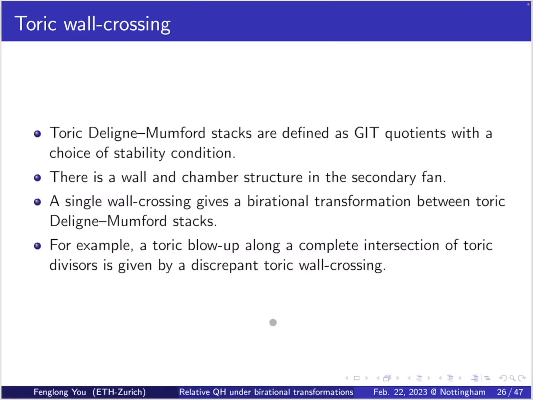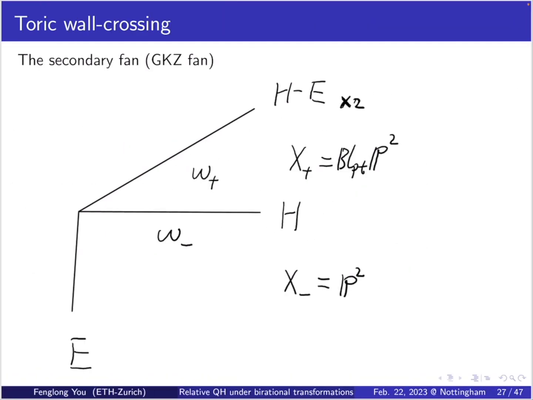And a more precise setup is we can consider the toric wall crossing case. Toric varieties or toric manifold stacks can be defined as GIT quotients with a choice of stability condition. I'll give an example on the next page. There are wall and chamber structures in the secondary fan, and a single wall crossing gives a birational transformation between toric varieties. An example is a toric blow up along a complete intersection center of toric divisors. The example is like this.